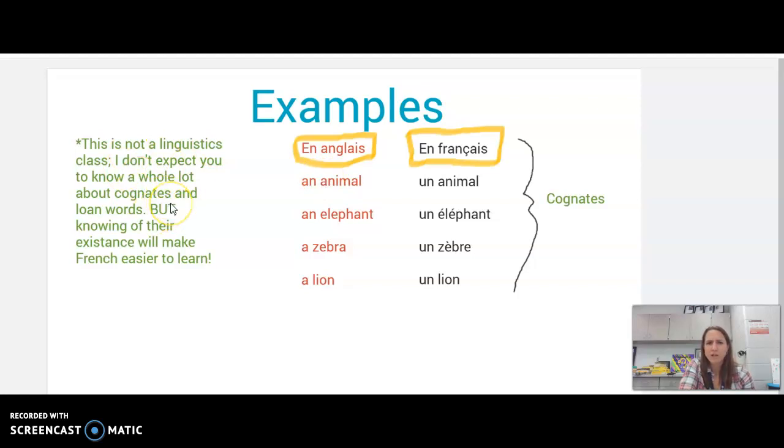Also, I made a note here that I don't need you to know roots or anything in depth about cognates for this class. This is not a linguistics class. This is just the idea of cognates is something that I wanted to talk to you about because it's a helpful tool as you move forward in your language learning.